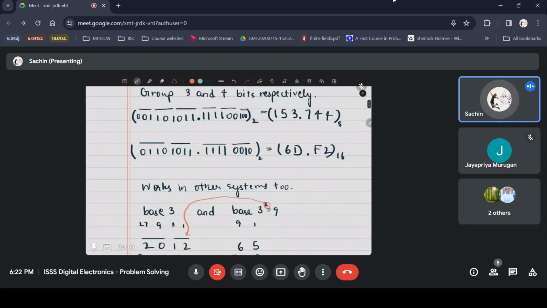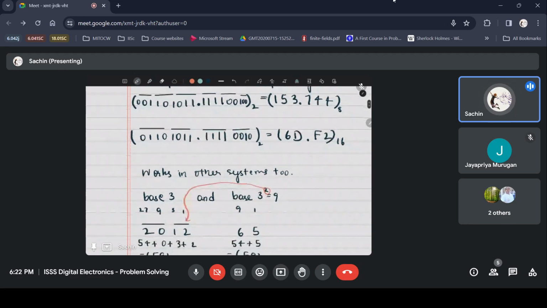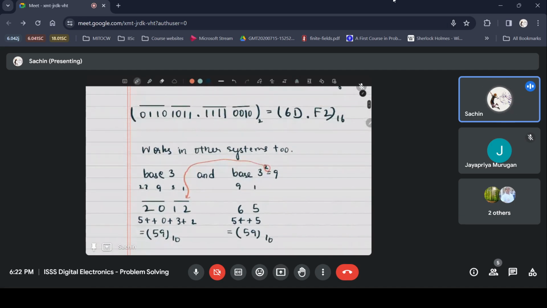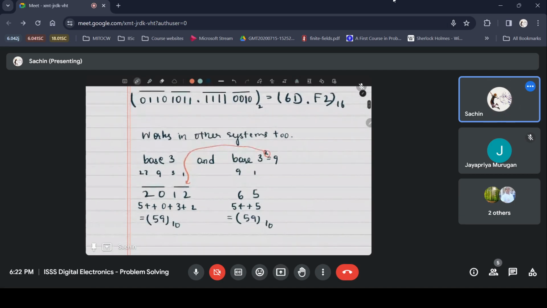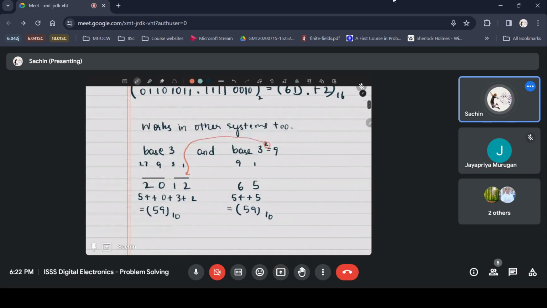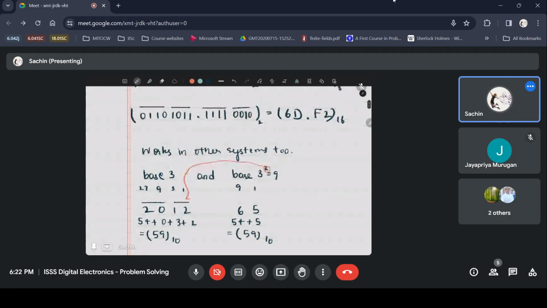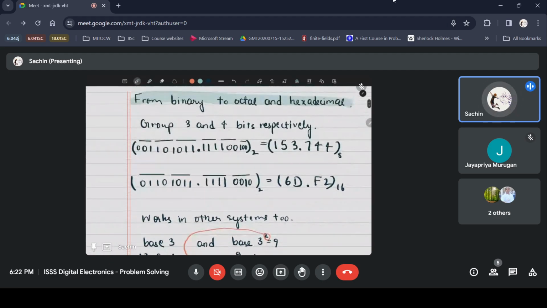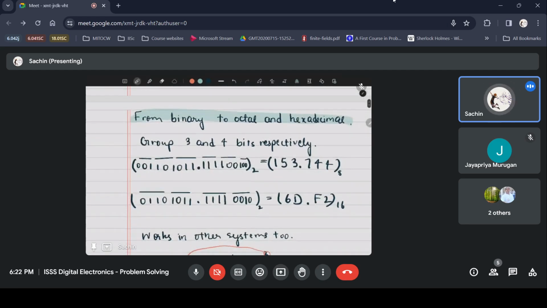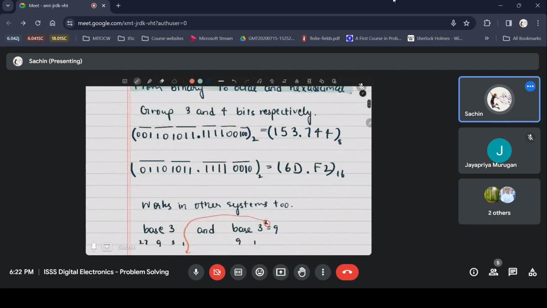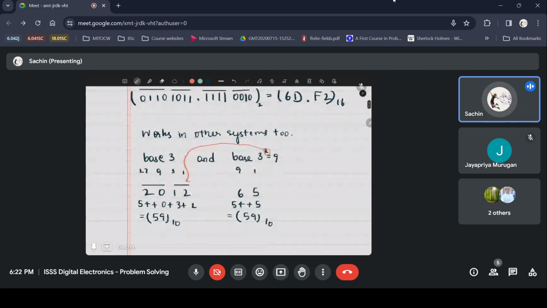And this works with other bases also. It's nothing special with binary, octal and hexadecimal. For example, take a base 3 number and base 3 squared, a power of that base. Here you had binary to octal. Octal is 8, which is 2 cubed. Hexadecimal is 16, which is 2 to the power 4. So it's a power of 2. Here I have 3 and a power of 3, which is 9.